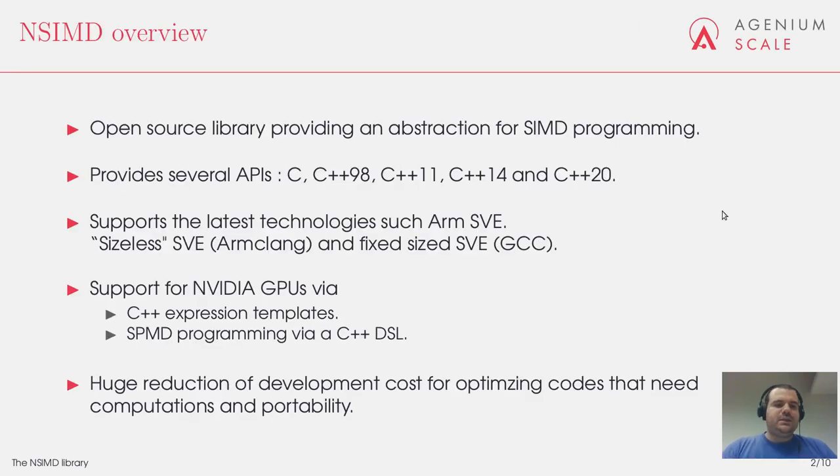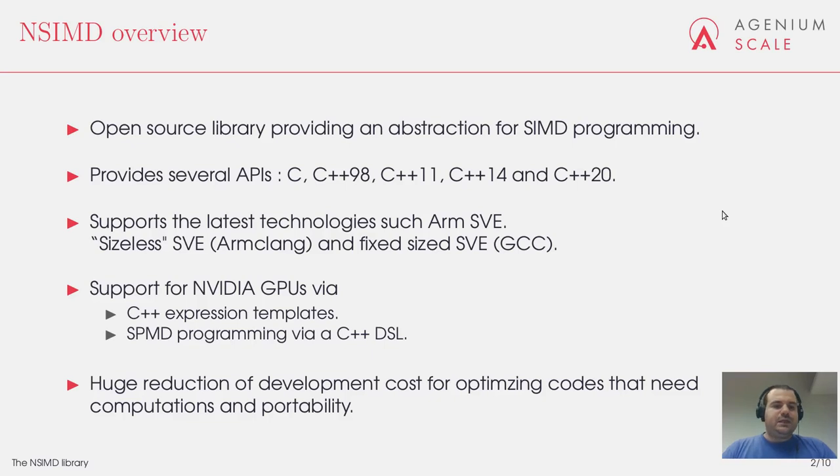So NSIMD is an open source library that can be found on GitHub. It abstracts SIMD programming. We provide several APIs, a pure C API, a C++98 API, up to a C++20 API. The C++20 API, for example, uses concepts. We support the latest technologies such as ARM SVE in two ways, which I will describe later in the talk. We also support NVIDIA GPUs via C++ expression templates and SPMD programming via a C++ DSL that we provide with the library. I will also talk about this later in the talk.